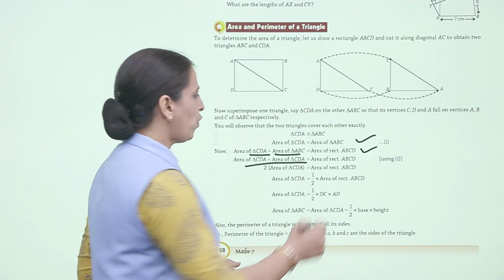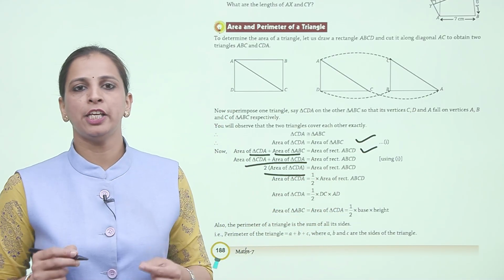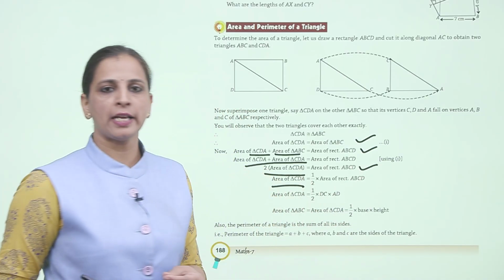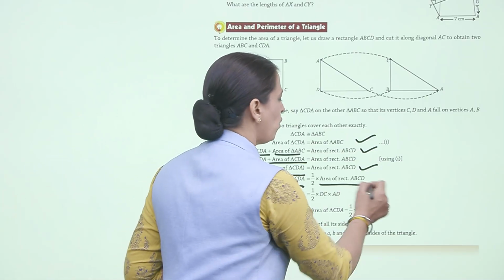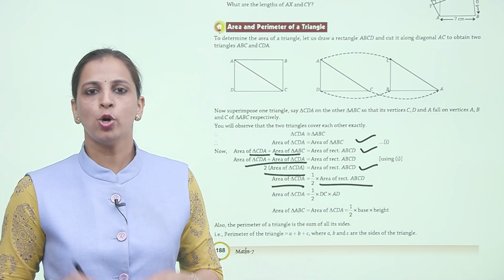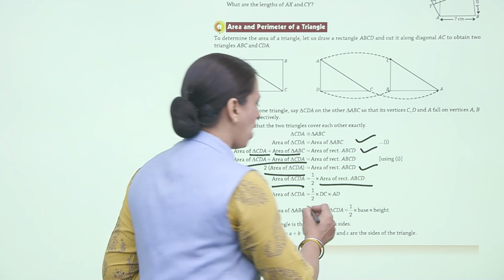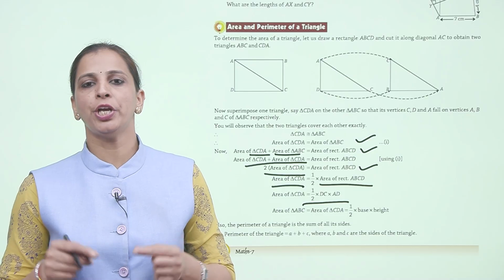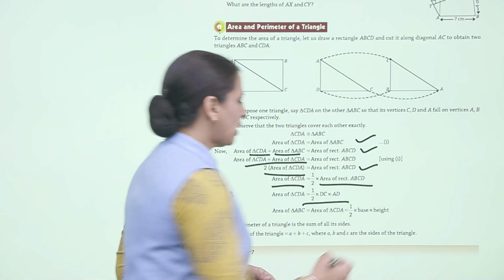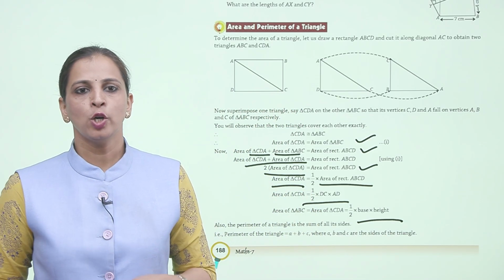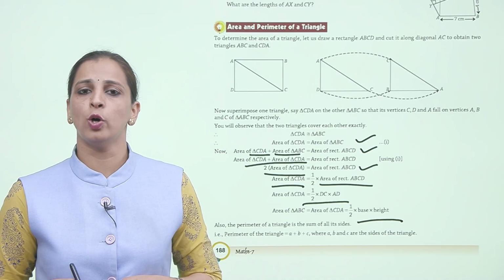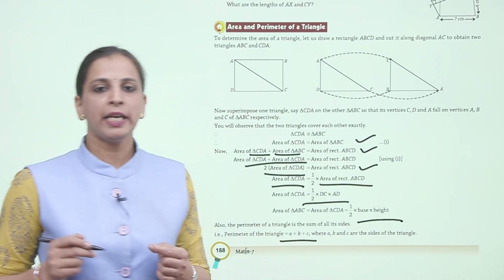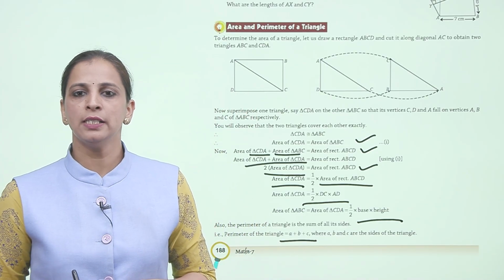सकते हैं. That is area of rectangle ABCD is 2 times area of triangle CDA. So area of triangle CDA is half of the area of rectangle ABCD. So area of triangle CDA is equals to half of DC into AD. So area of triangle ABC is equals to area of triangle CDA, that is 1 upon 2 into base into height. Also the perimeter of a triangle is the sum of all its sides. That is perimeter of the triangle is A plus B plus C, where A, B and C are the sides of the triangle.